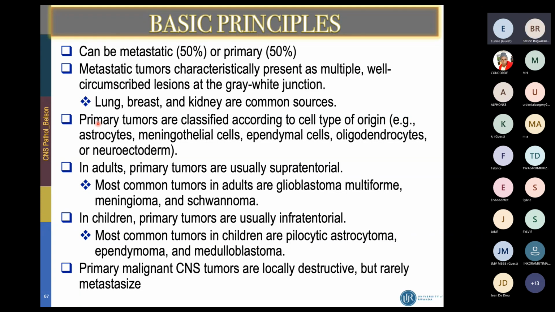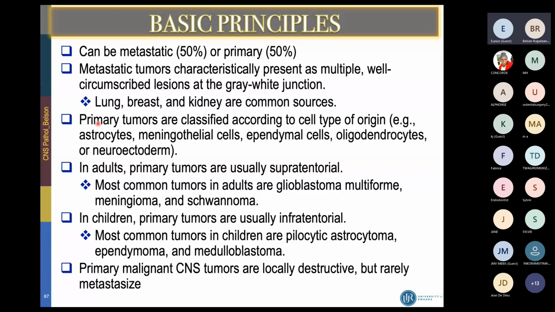So the primary tumors are classified according to the cell type of origin, either from astrocytes, endothelial cells, ependymal cells, oligodendrocytes, neuroectoderm cells or neurons themselves. This is important information that you must know when they discuss, so that you can also give your opinions.